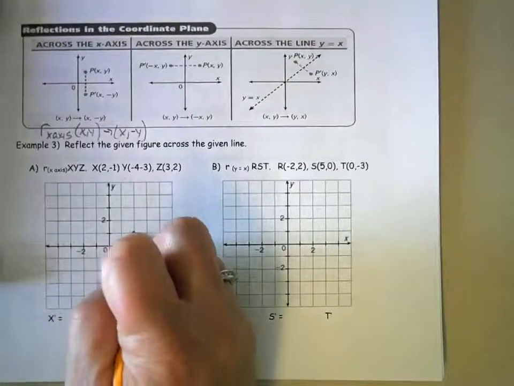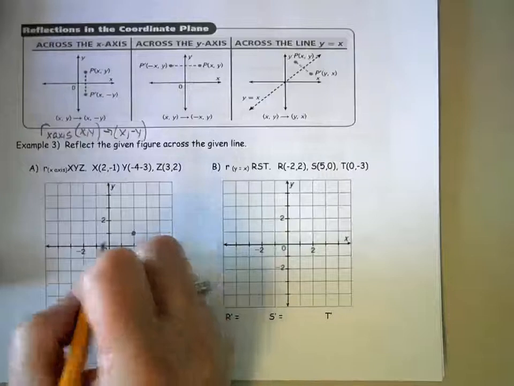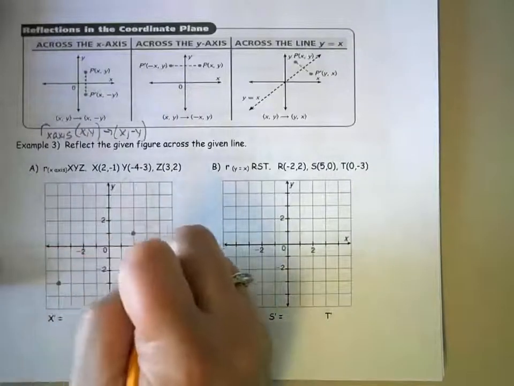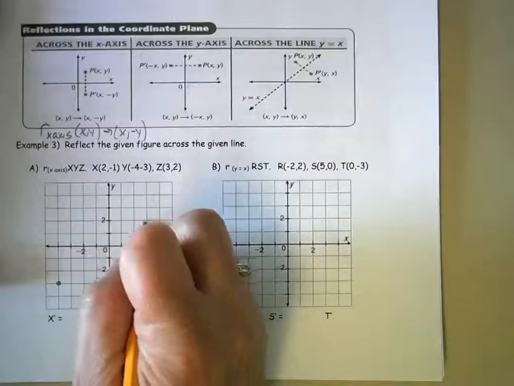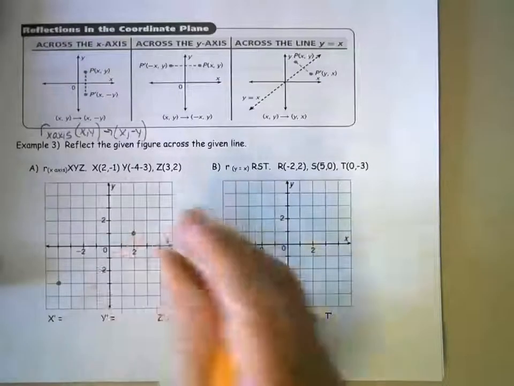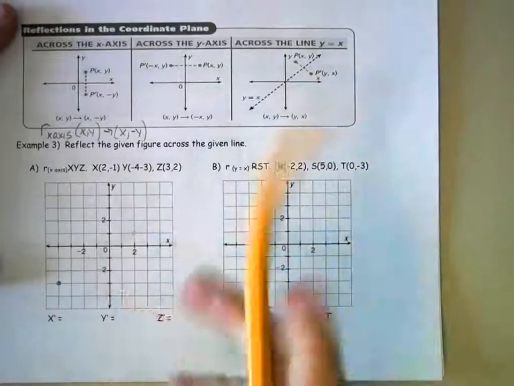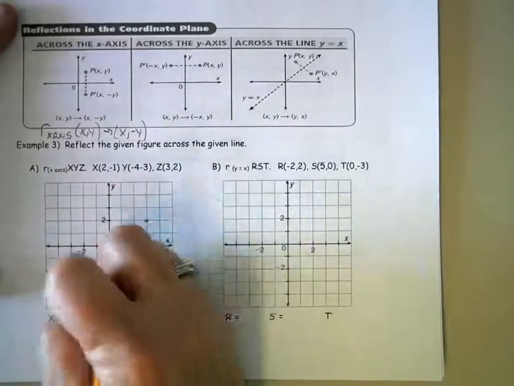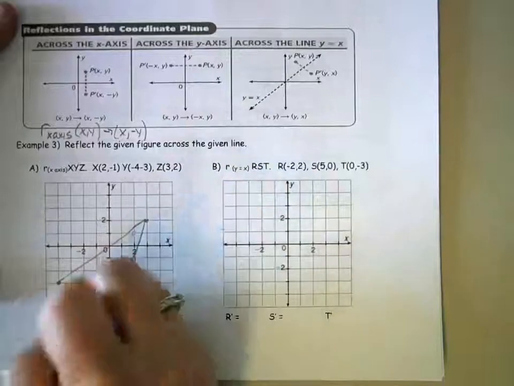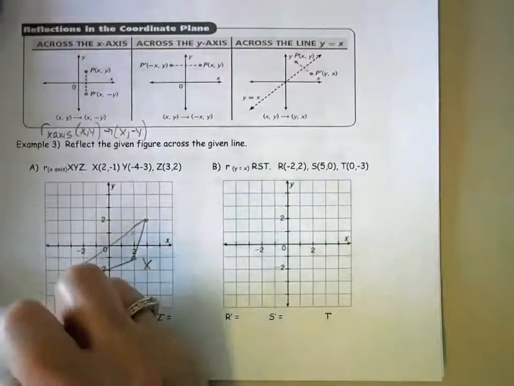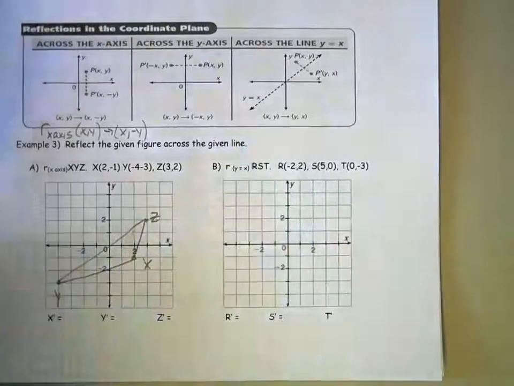We have the triangle 2, 1, negative 4, negative 3, and 3, 2. Oops, I did that wrong, didn't I? How about 2, negative 1, and 3, 2. So there's my triangle, X, Y, and Z.